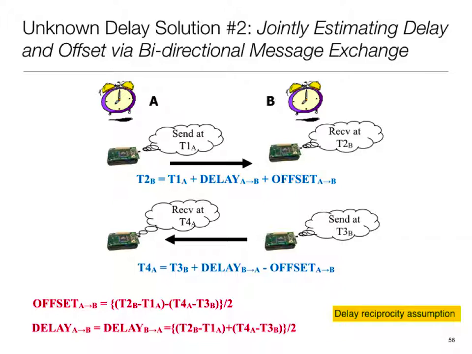Because remember, with offset, if B is ahead of A, then the same equation going back has a negative in it. I'm assuming in this case the offset is from A to B, and that by definition is symmetric. So you could write here plus offset B to A, and then say we know that offset B to A is the same as offset A to B.